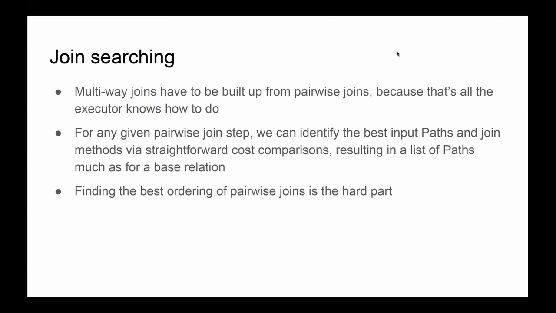So multi-way joins have to be built up from pairwise joins because that's all the executor knows how to do. For any given pairwise join step, we can identify the best input paths and the join methods, such as nested loop, merge join, or hash join, with straightforward cost comparisons resulting in a list of paths, much as for the base relation. And finding the best ordering of the pairwise joins is the hard part.